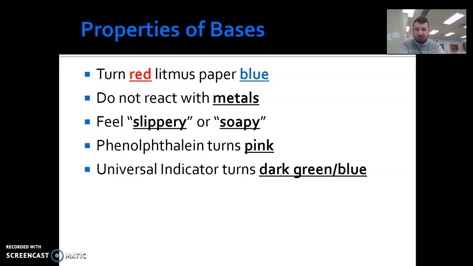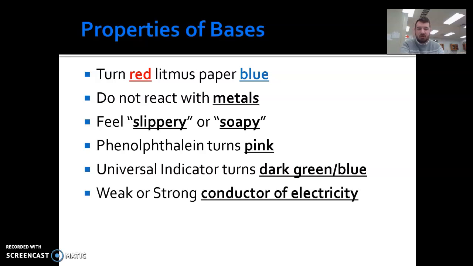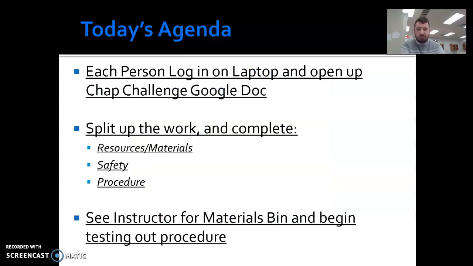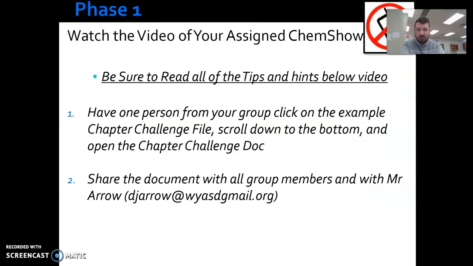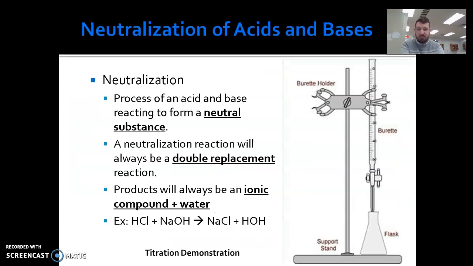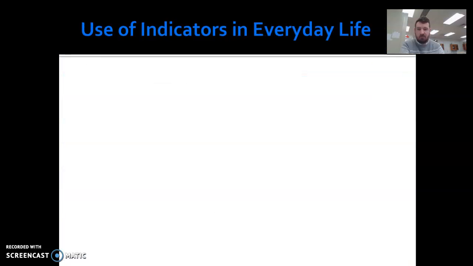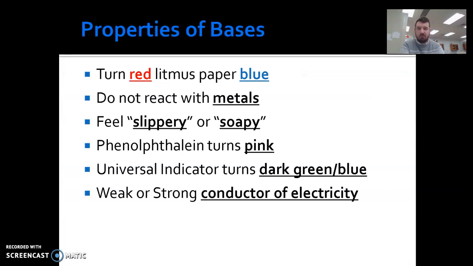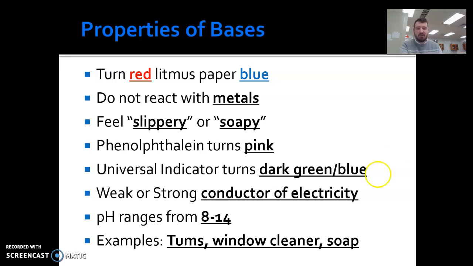Phenolphthalein turns pink. Universal indicator turns dark green or blue. Bases will be either weak or strong conductors of electricity, but they should conduct. And we lost our spot again. Alrighty. And pH ranges from 8 to 14, and our examples would be Tums, window cleaner, and soap.